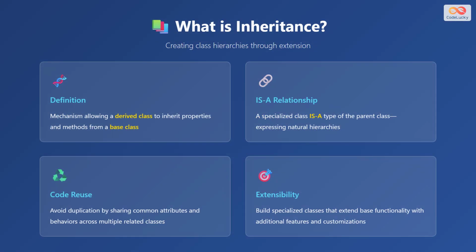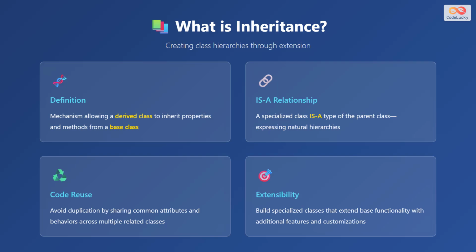Inheritance is a mechanism where a new class, called a derived class or child class, inherits properties and methods from an existing class, called a base class or parent class. Think of it like real-world inheritance. Just as children inherit traits from their parents, classes inherit behaviors and attributes from their parent classes. This creates an ISA relationship, meaning a derived class is a type of its parent class.